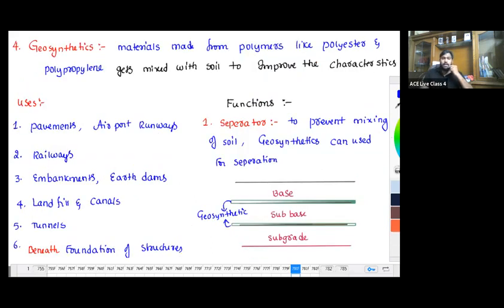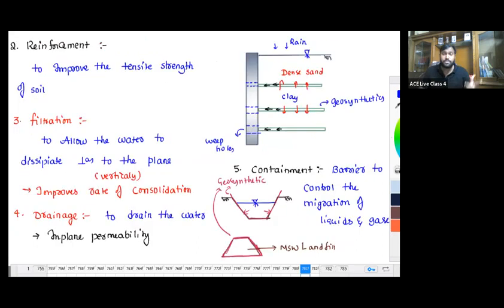And sir, can all the functions be there in one geosynthetic? There are various types of geosynthetics, and based upon the requirement, we go for that geosynthetic.